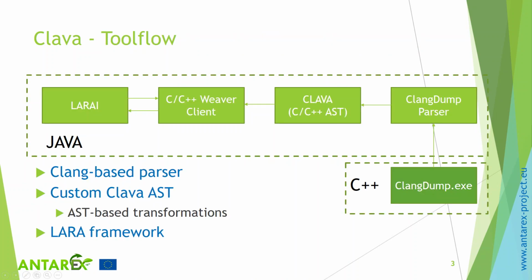This is the main Clava tool flow. We start with a Clang-based parser, which parses the original application and builds an AST. This AST is then modified to a custom Clava AST to allow for AST-based transformations. The Weaver talks with the LARA framework, which interprets the aspects in order to know how to change the application.